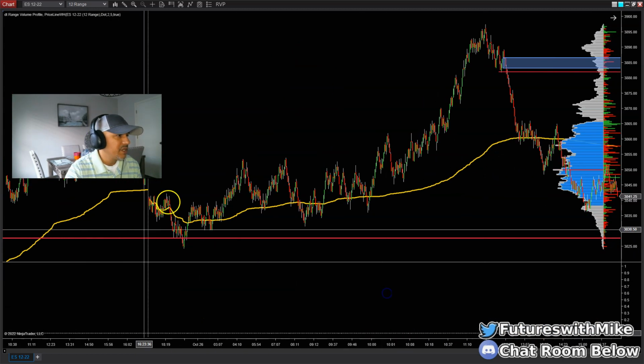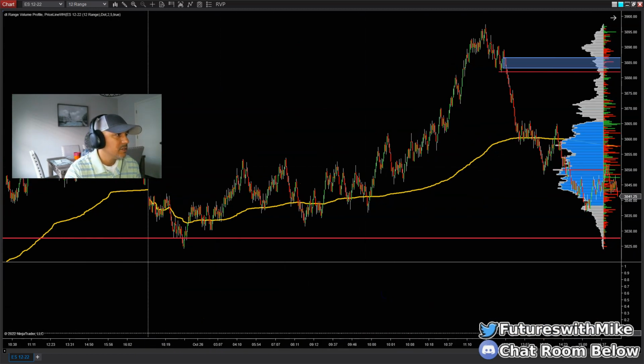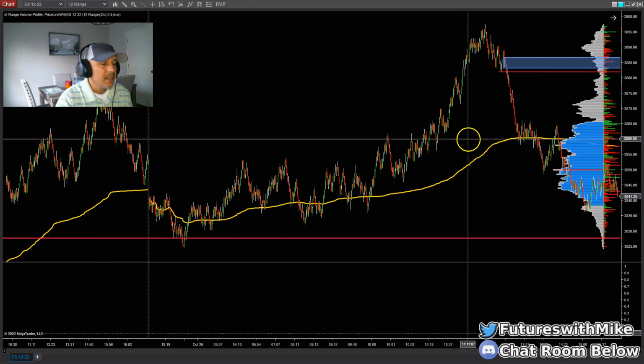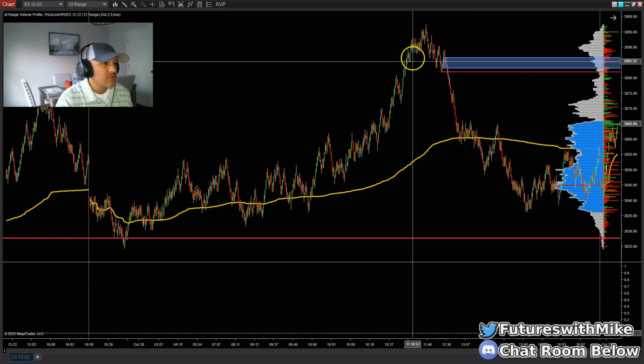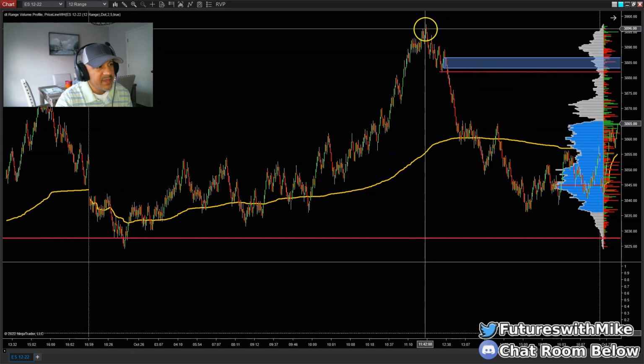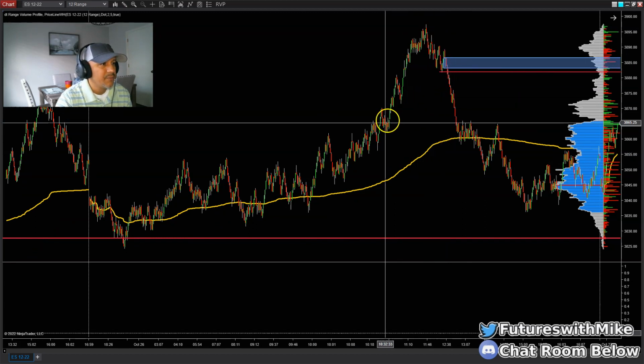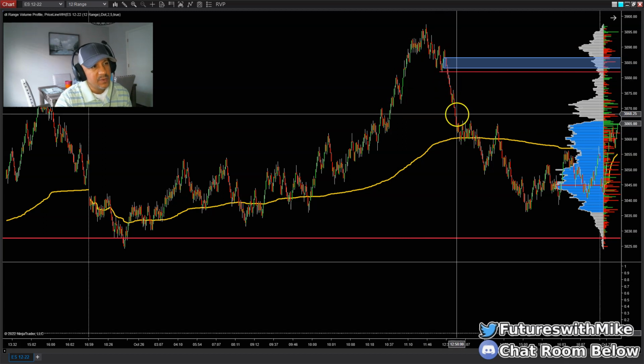Price started making this run to the upside here, making higher highs and higher lows. It broke through this area of structure, or this area of resistance right here, and as it was doing so, it was creating higher highs and higher lows. It pivoted, made a high right here, turned around, and started making lower lows and lower highs to the downside, breaking through the structure as it was moving lower.